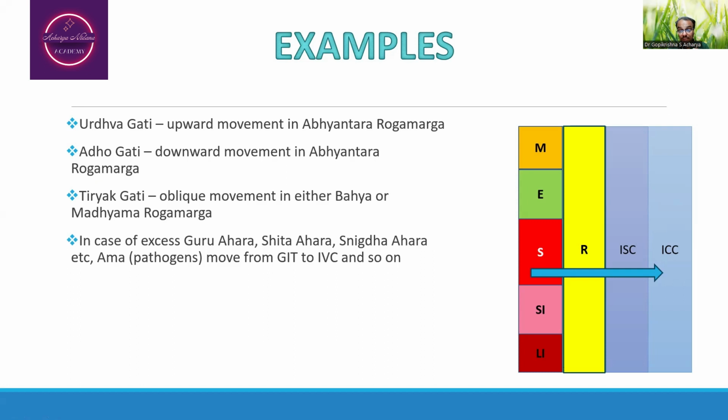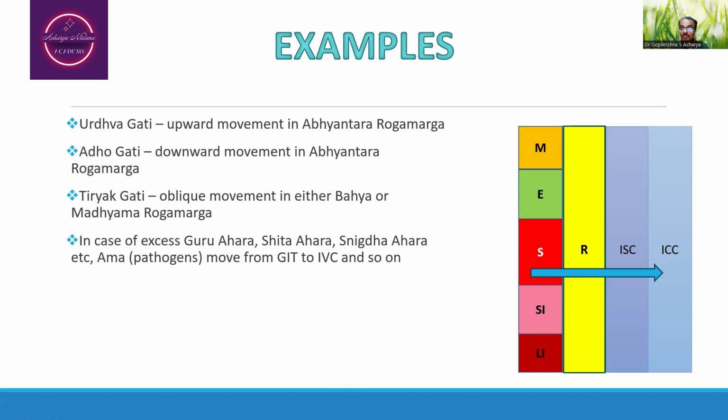which are responsible for the movement of these pathogens from the capillaries into the lymphatic system. From there, it enters into the heart. From there, it will enter into the aorta, arteries and capillaries. In that way, the movement of the pathogens takes place from the stomach, small intestine or large intestine. This is what we can say is about Tiryak Gati.